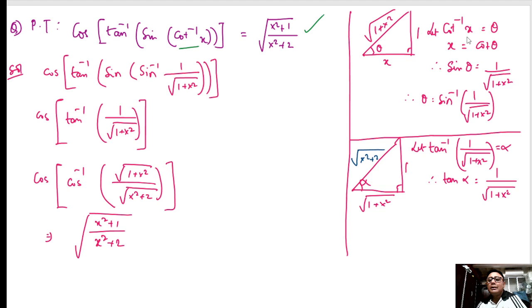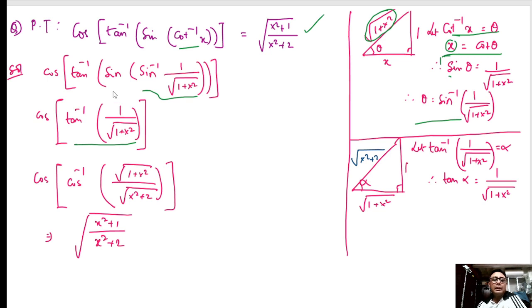So see here, let cot inverse x equal to theta. So x equal to cot theta. So sine theta will be what? Cot theta means what? Base by perpendicular. So my base is x, perpendicular is 1. So hypotenuse we can find. So sine theta will be what? Perpendicular by the hypotenuse. So theta is this. That means instead of cot inverse x, I can write this. So sine and sine inverse will cut. It becomes this.